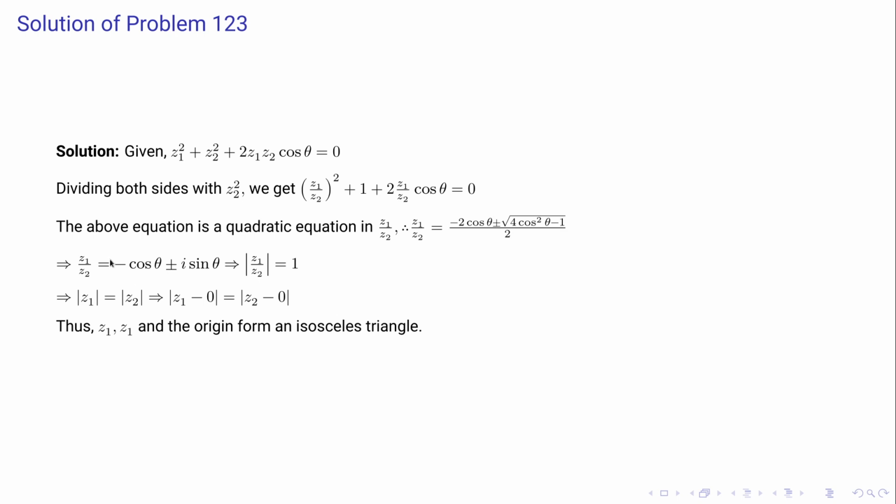So we have Z1 by Z2 is equal to minus cos theta plus minus i sin theta. That means the modulus would be 1. So mod of Z1 by Z2 is equal to 1. That means mod of Z1 is equal to mod of Z2. That is, mod of Z1 minus 0 is equal to mod of Z2 minus 0. And thus we can say that Z1, Z2, oh, this is the typo again, Z1, Z2 and the origin form an isosceles triangle.